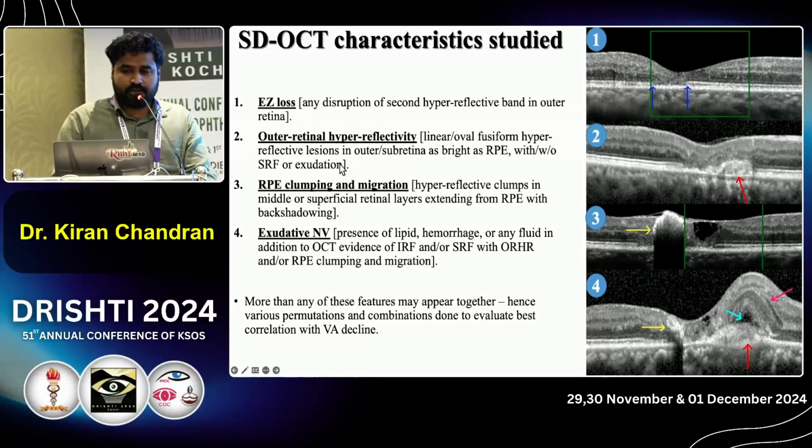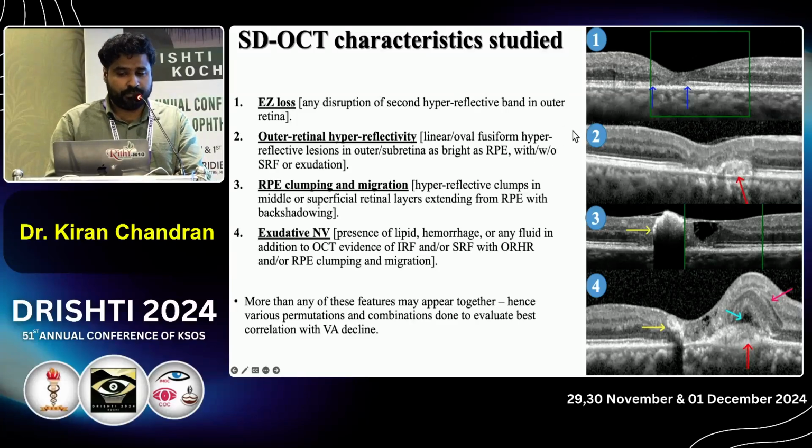So the first one was EZ loss. As you can see in this figure, it was the disruption of the second hyperreflective band involving the outer retina. Then there was outer retinal hyperreflectivity, which was linear or oval fusiform hyperreflective lesions in the outer or subretina, which was as bright as the retinal pigment epithelium. Then there was RPE clumping and migration, which were hyperreflective clumps in the middle or superficial retinal layers extending from the RPE with backscattering. And exudative neovascularization, where clinically there was presence of lipids and hemorrhages, and on OCT, intraretinal fluid or subretinal fluid with inner retinal thickening, along with outer retinal hyperreflectivity plus or minus RPE clumping and migration. Any of these features can appear together.